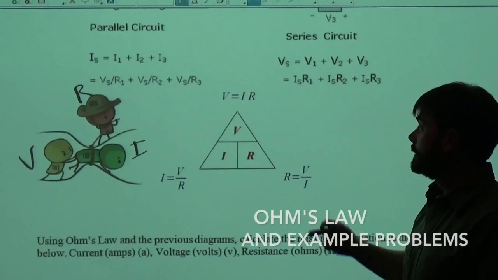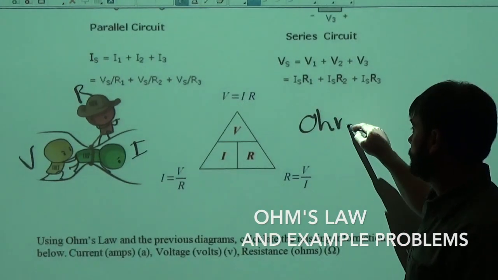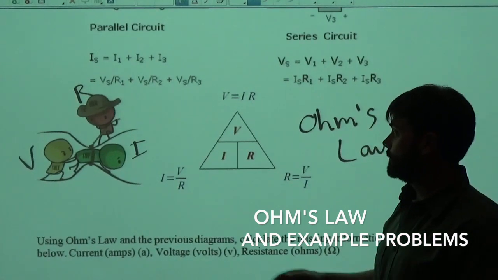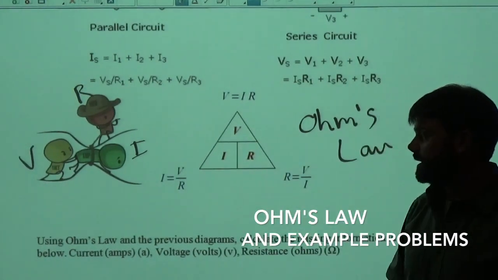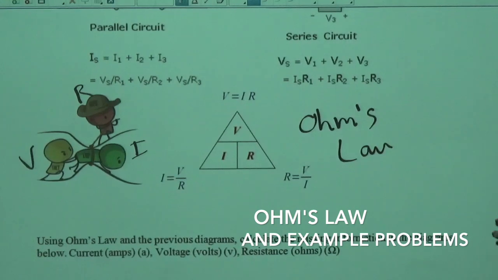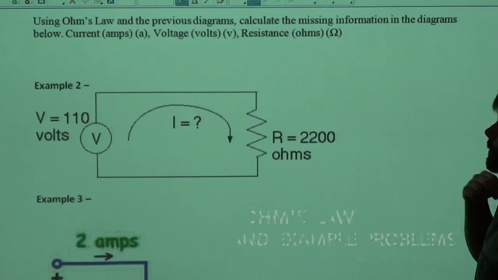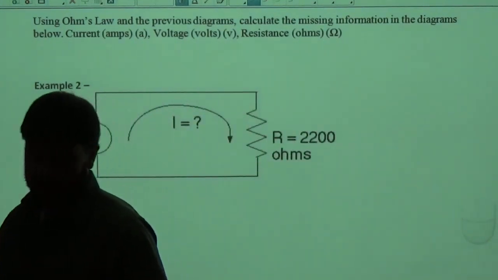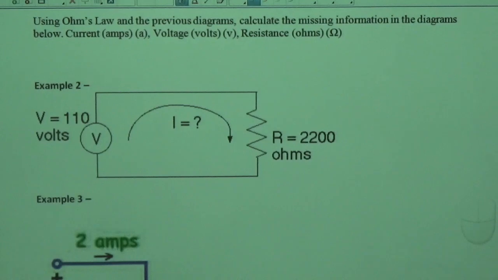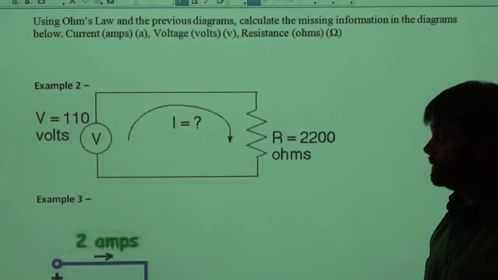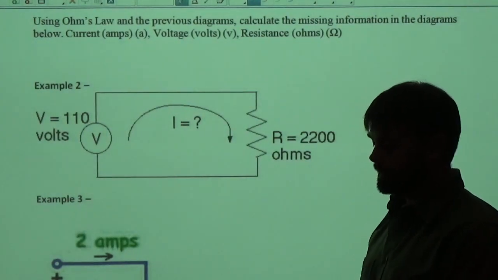This is known as Ohm's law. And Ohm's law shows the relationship between voltage and current and resistance. So we're going to do some example problems with those here, so you guys get a little bit better understanding on how to do this. So using Ohm's law and some of the previous diagrams here, we're going to calculate some of the missing information that is labeled.